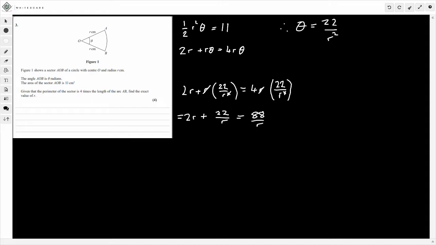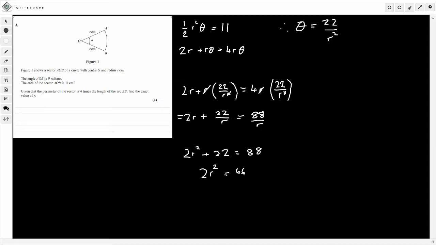Now what I can do is times through by r. This will get it in terms of a quadratic. So this will be 2r squared plus 22, and that's going to be equal to 88. Now I can just solve this quadratic here. So it's 2r squared plus 22 is equal to 88. I can take this 22 across, so it's going to be 2r squared is equal to 66.